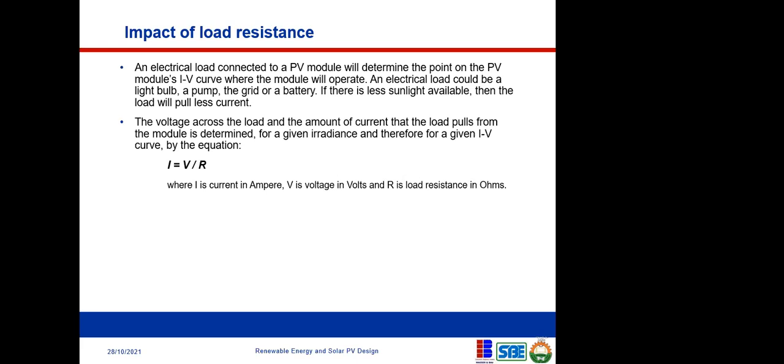So the voltage across the load and the amount of current that the load pulls from the module is determined for a given irradiance, and therefore for a given IV curve. Now this is Ohm's law. What we are trying to establish here is how the resistance of the load also affects the output of the PV module. We are going to do that using Ohm's law. We know that Ohm's law is: current is equal to voltage over resistance.